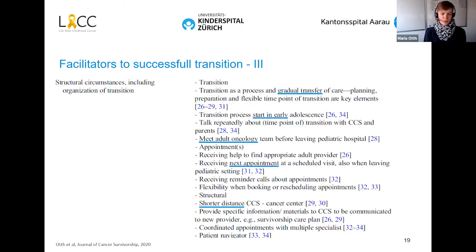Also having, for example, combined visits with pediatric and adult oncologists. And also practical things. So when they really have their first visit in the adult department, they already have their scheduled visit, so that they don't have to first schedule the appointment themselves, so that it's an easier start there. Exactly.